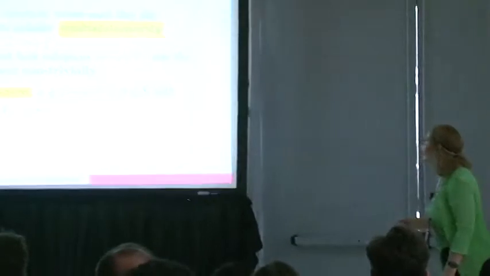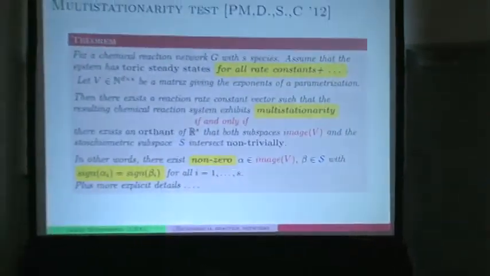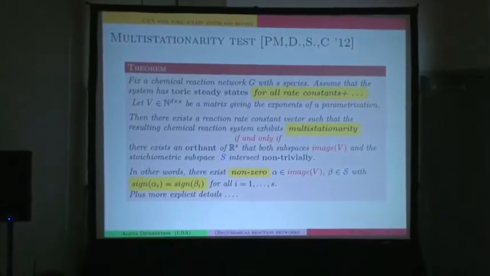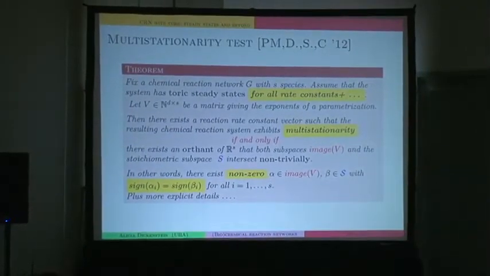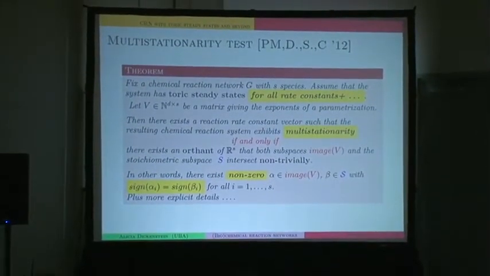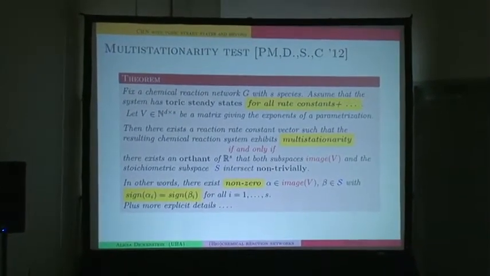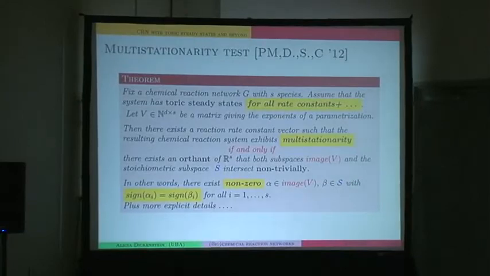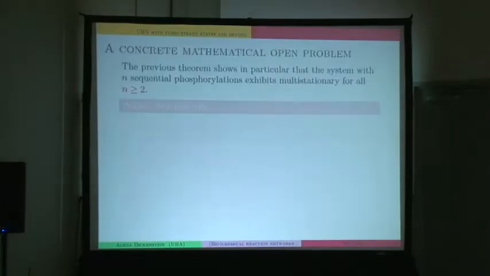And what happens is that there is multistationarity for some choice of rate constants if and only if there is a point in the image of V and a point in S which have coordinate-wise the same sign. So if there is one orthant, of any dimension but not just the origin, where they both intersect, then this is a witness of multistationarity. And this can be checked, plus more detail that I'm not saying now.